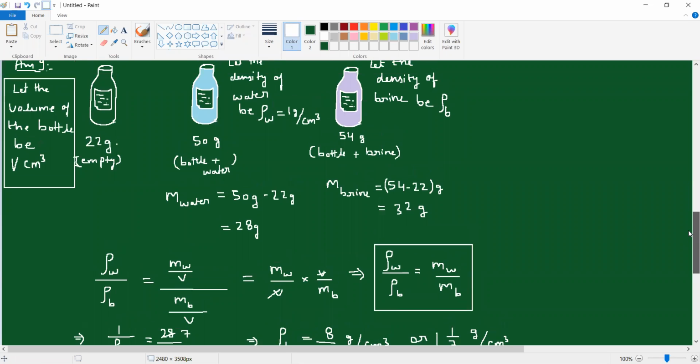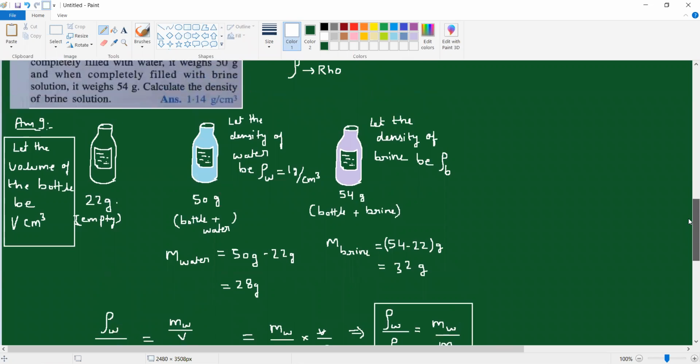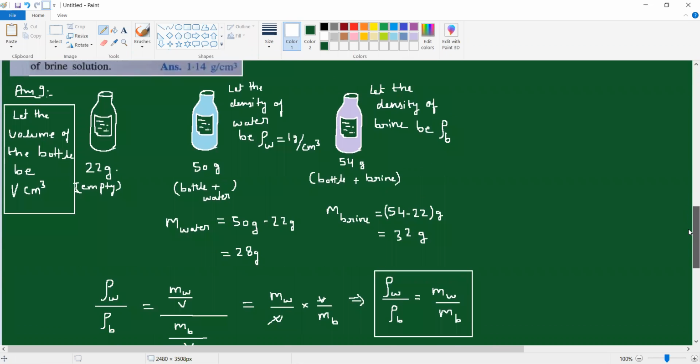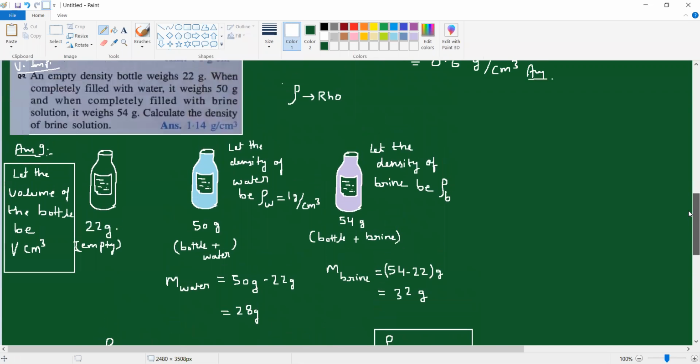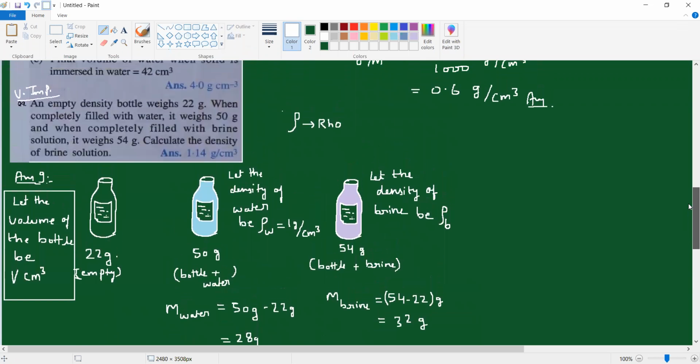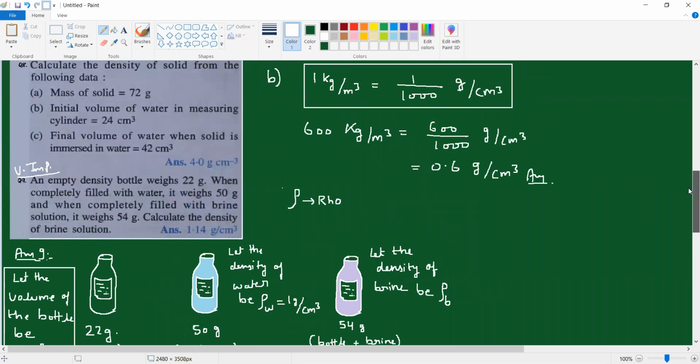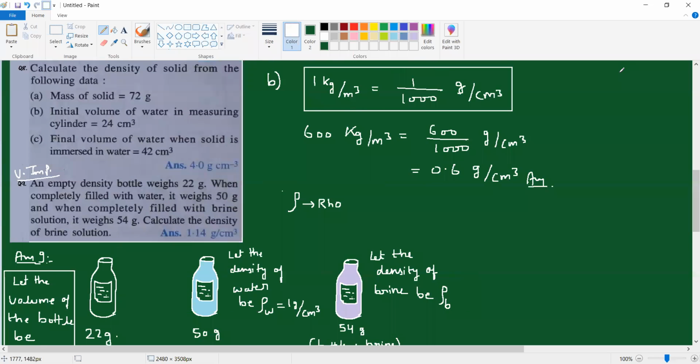Clear? Okay. So they have expressed it in decimals, so we can also write it as 1.14 gram per centimeter cube. This is all for today. We have discussed these questions, and if you have any doubts, you can ask.